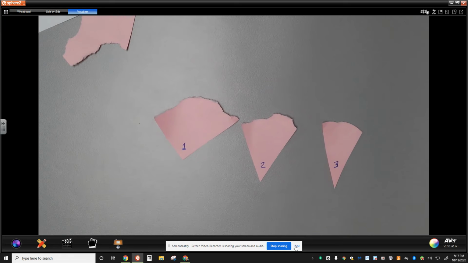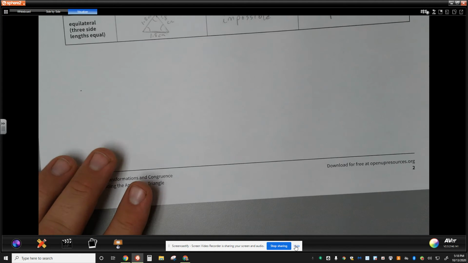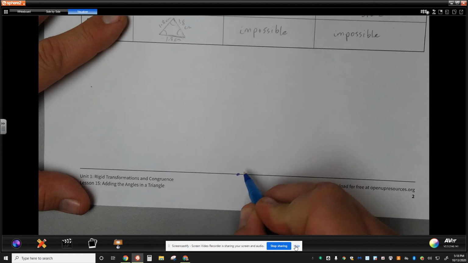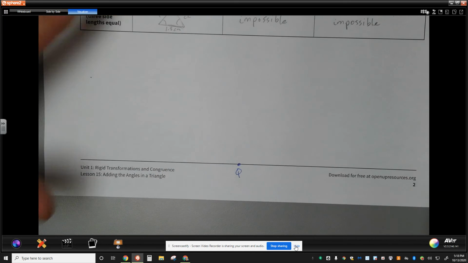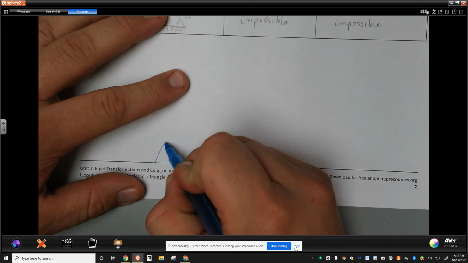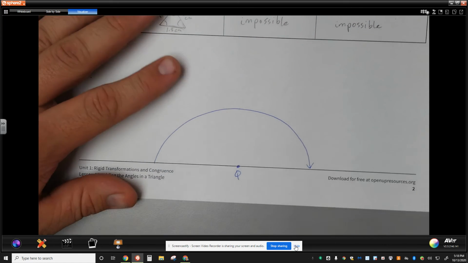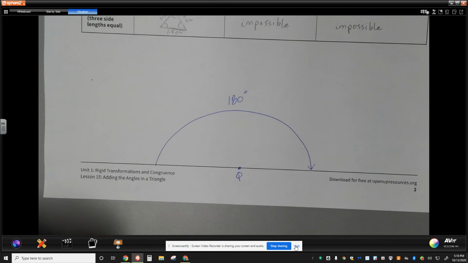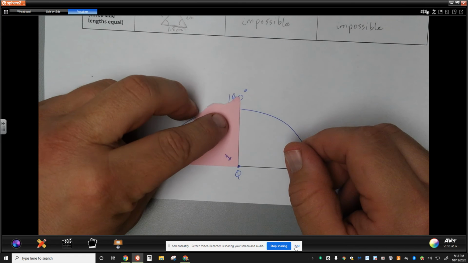We know that 180 degrees also creates a straight line when we're working with a straight angle. So here's a nice straight line right here. Let's call this a straight angle. I'm going to make this point Q. And on point Q, what I know about 180 degree angles is that everything that goes from here to here is 180 degrees.